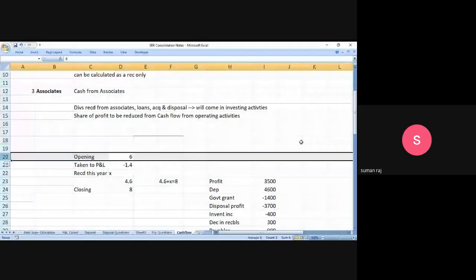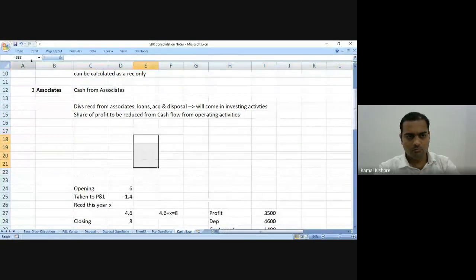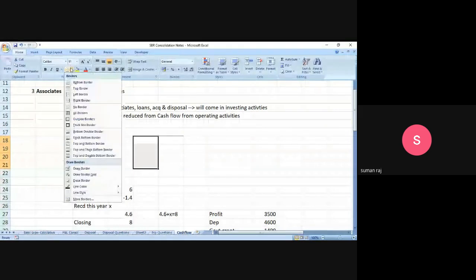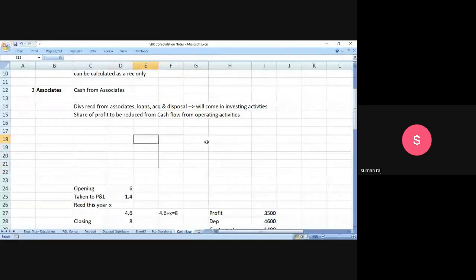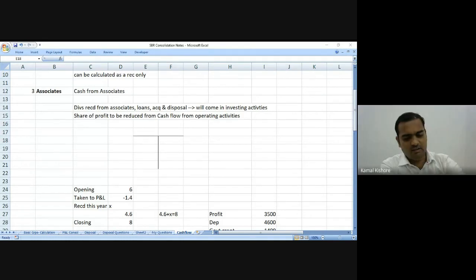Sir, one general doubt. This consolidation will be the first question in this exam, right, sir? Will it also be part of the cash flow question, or can they ask anything? They can ask anything, correct? Yes, sir.